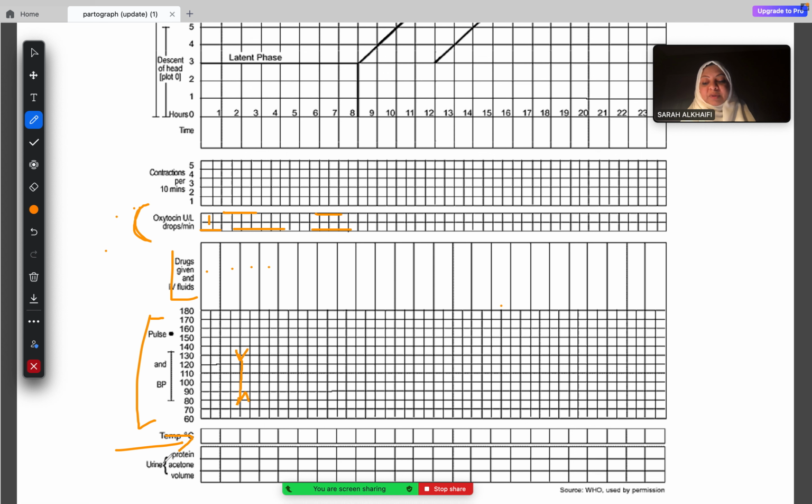And if you have information, if you did a urine analysis, which we usually do in labor and delivery, you will just write the finding here. And we care about the protein because, you know, preeclampsia and all the signs and symptoms.